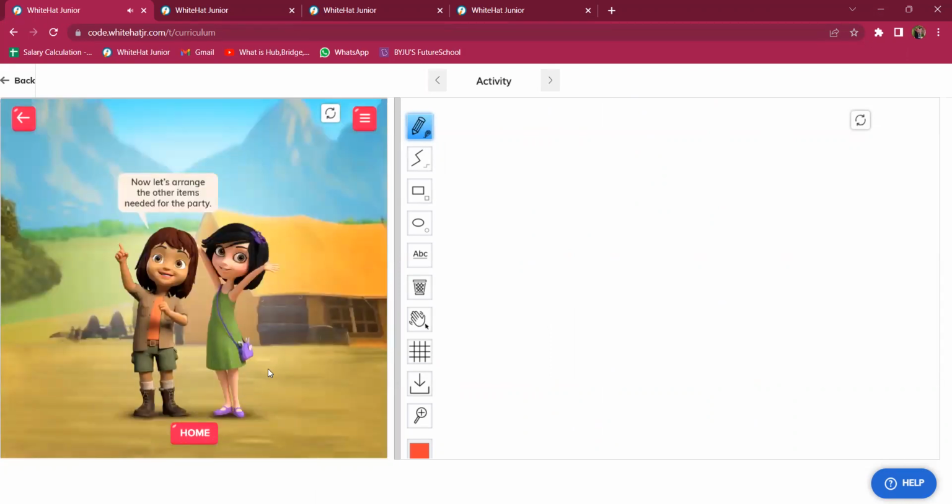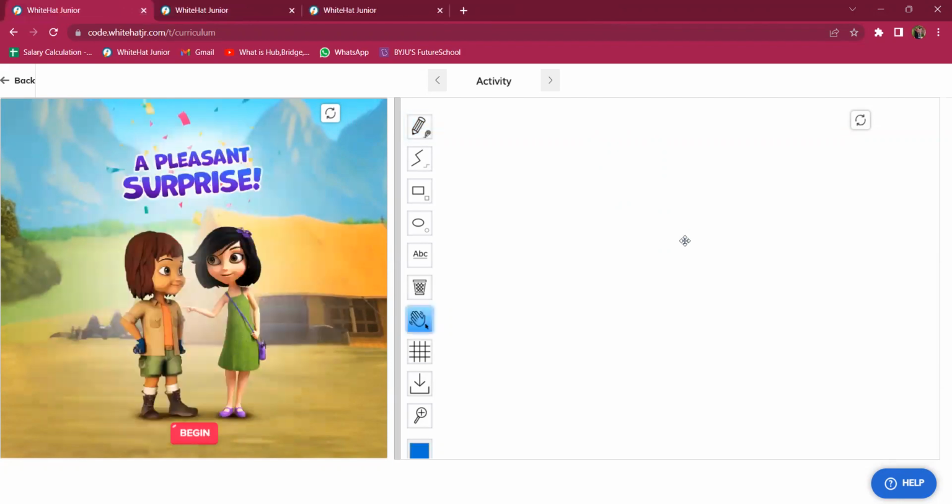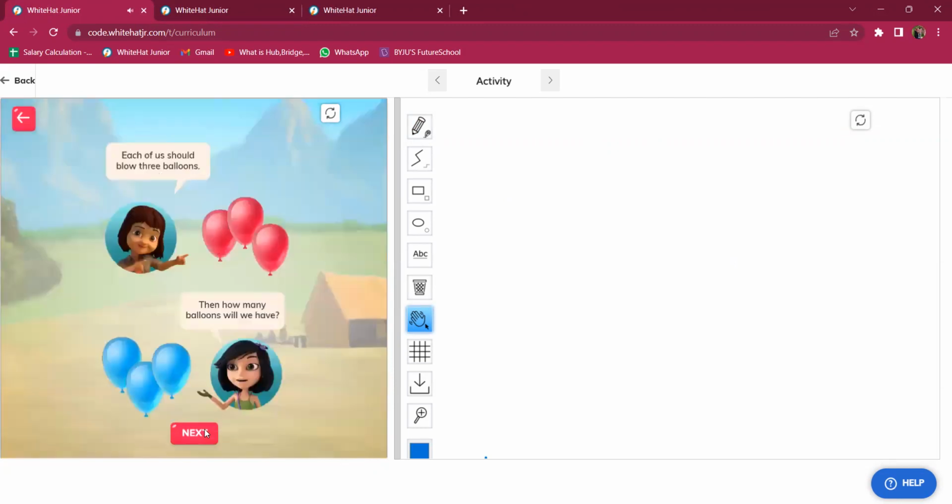So now that we have learned to find the total number of items, let's help them to find more items for the party, right? So let's move ahead with our third activity. So this is the third applet activity. Let's see what we have to do here. So we have already created the caps for the party. Let's blow some balloons for the party, right? Balloons are also very important for the party. So each of us should blow 3 balloons.